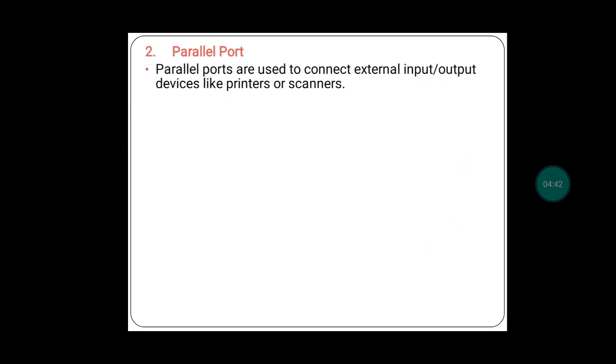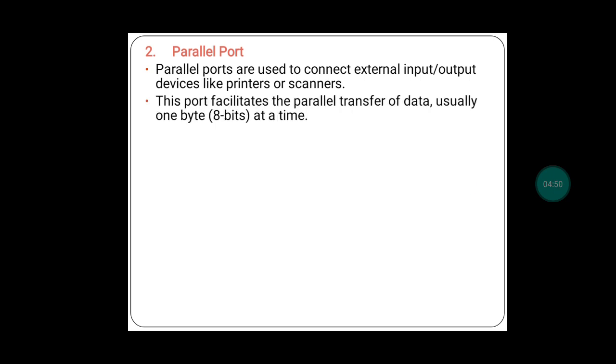So moving to the next port, that is parallel port. So parallel ports are used to connect external input output devices like printers or scanners. So serial ports were used to connect communication devices, and the parallel ports are used to connect some external input output devices such as printers and scanners.